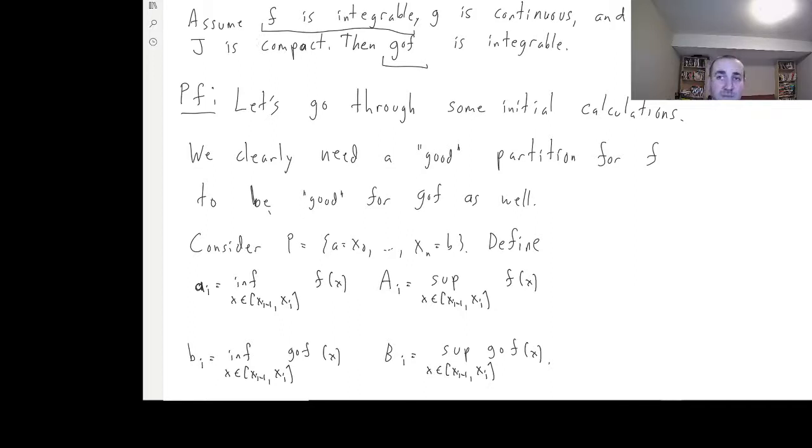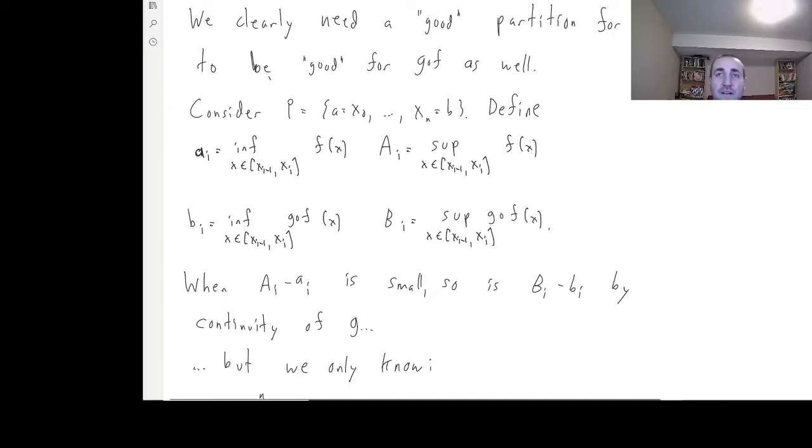So I'm going to fix some partition P. And I'm going to define these four sequences: lowercase a_i, which is the infimum of f(x) over the part of the partition from x_{i-1} to x_i, and then these three other numbers, capital A_i being the same thing but the supremum, and lowercase and uppercase b_i being the same thing, but for g composed with f instead of f itself.